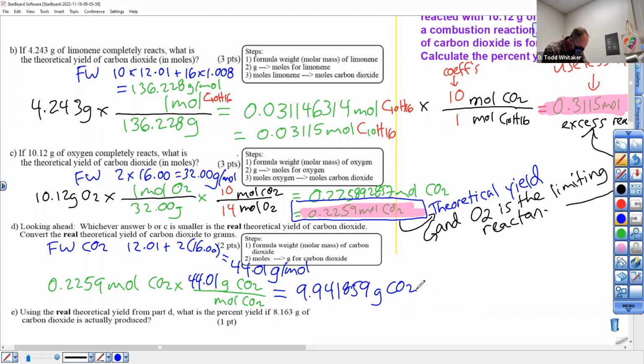Oh, it is a final answer. It says convert the real theoretical yield to grams. So final answer, 4 sig figs.